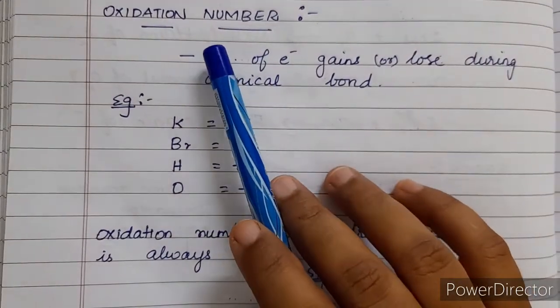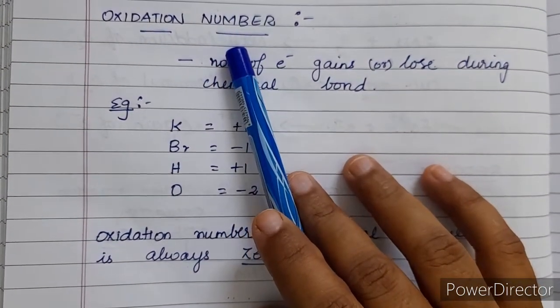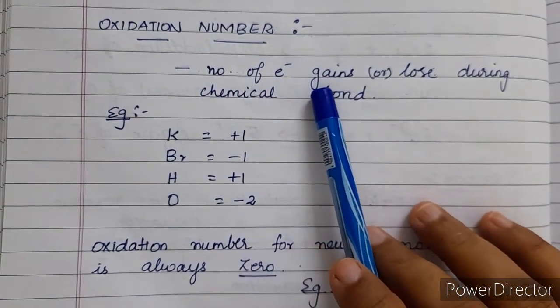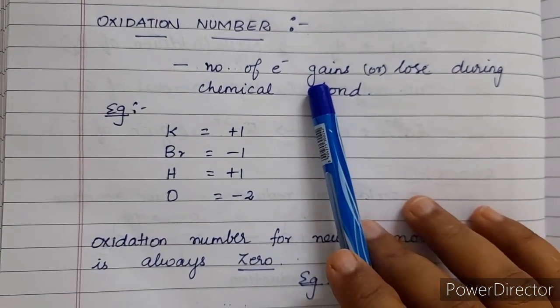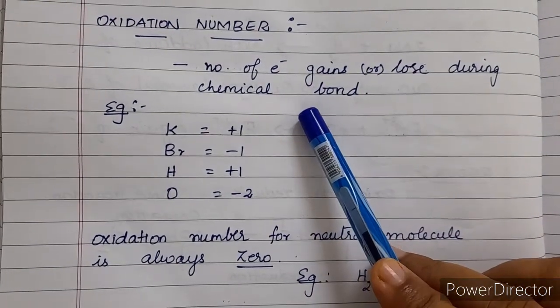Next is the oxidation number. Now what do you mean by oxidation number? It is also called oxidation state. It is the total number of electrons that an atom gains or loses in order to form a chemical bond with another atom.